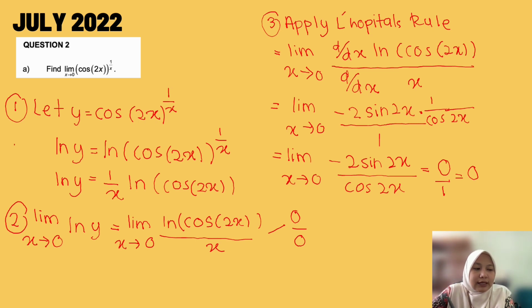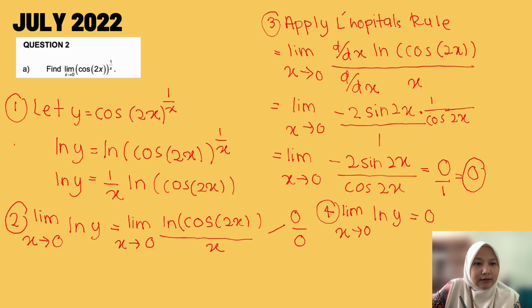But this is not the final answer yet. Remember, this one is for natural log y, not for the questions. So not solving the questions yet. We need to change it back, natural log y to become y. Right, so step 4, limit of x approach to 0. Just now, natural log y equals to this 0. So change back.